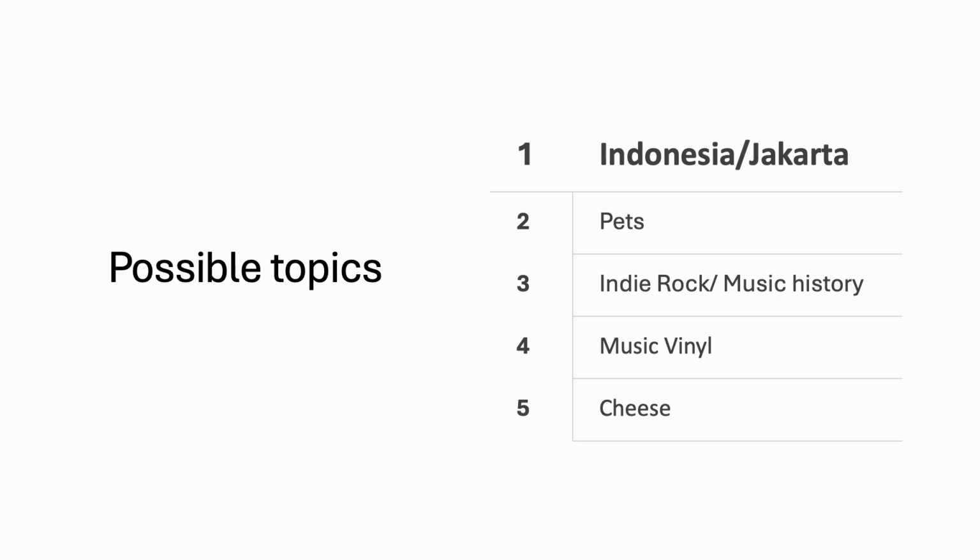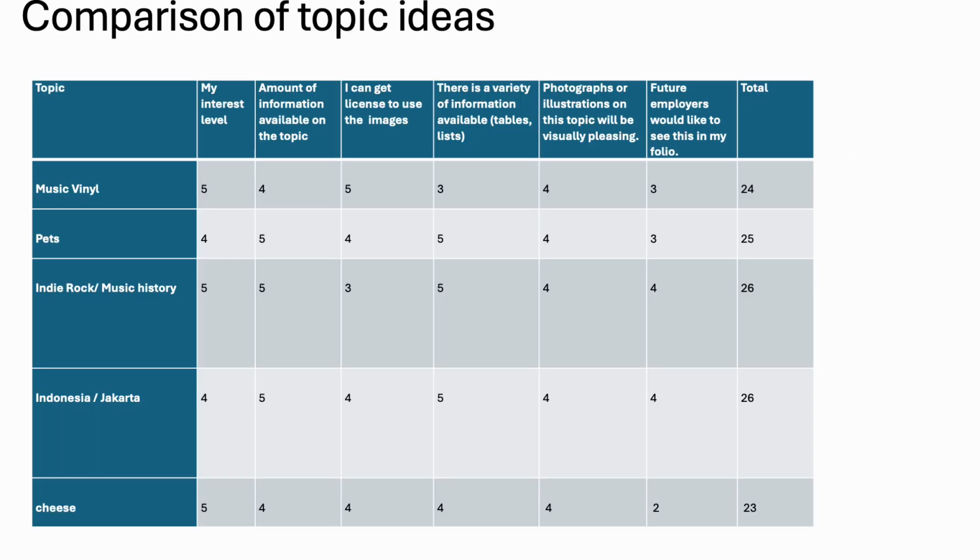Before choosing my final topic, these are my 5 possible topics, which include Indonesia/Jakarta history, pets, indie rock music history, music vinyl, and cheese. To choose my final topic, I did a number system or score system based on the topics above. Overall, Indonesia/Jakarta history got the highest points with 26 points, and indie rock music history got the highest points as well. But I decided to go with Indonesia/Jakarta history because I could write more discussion about it than the indie rock music history.